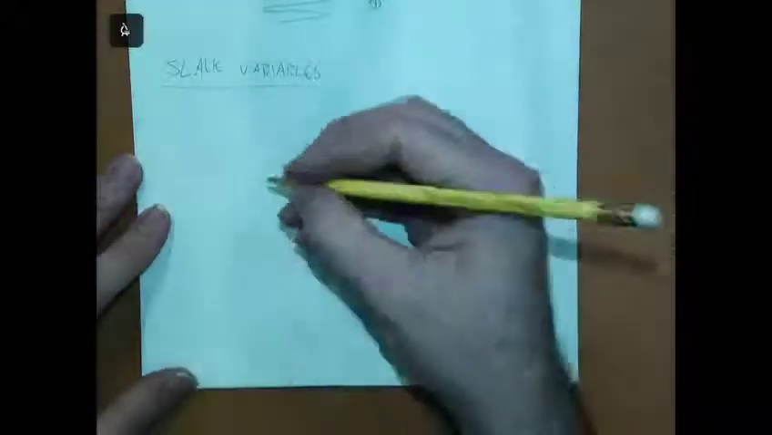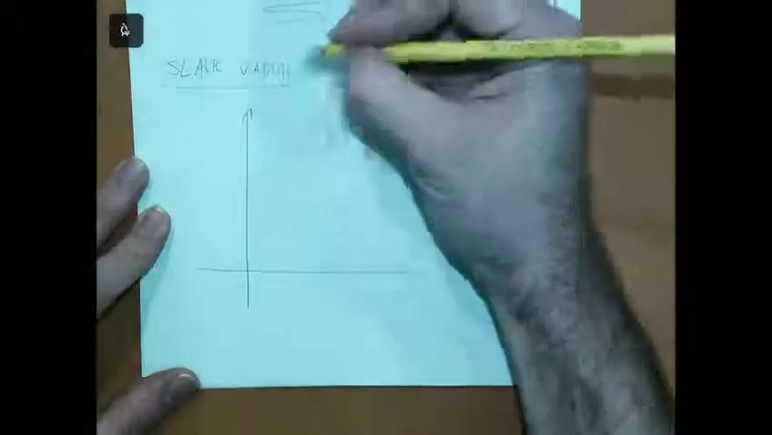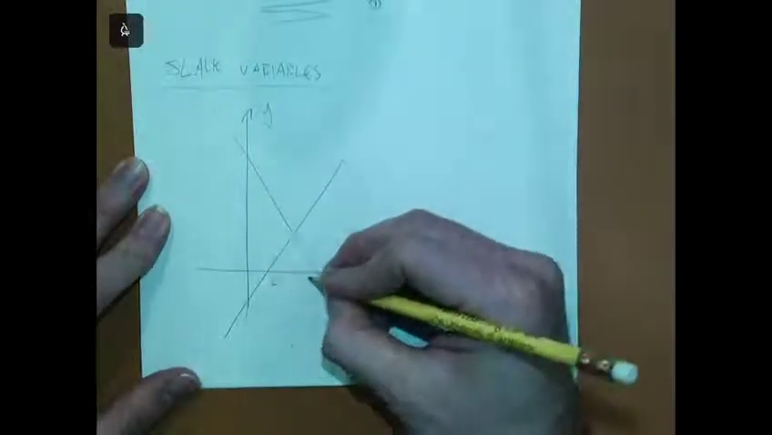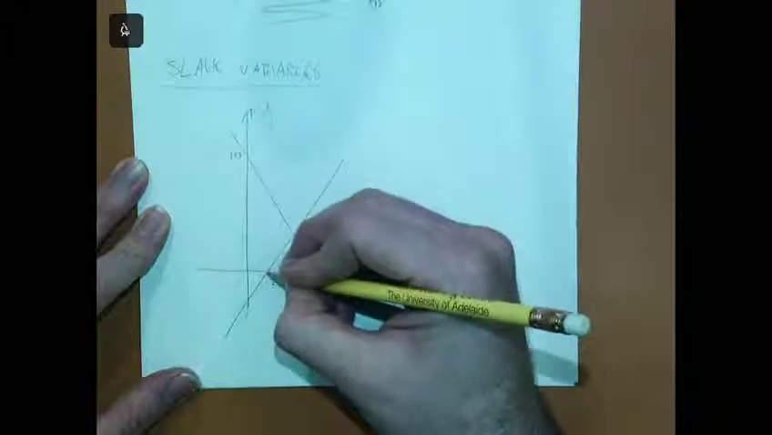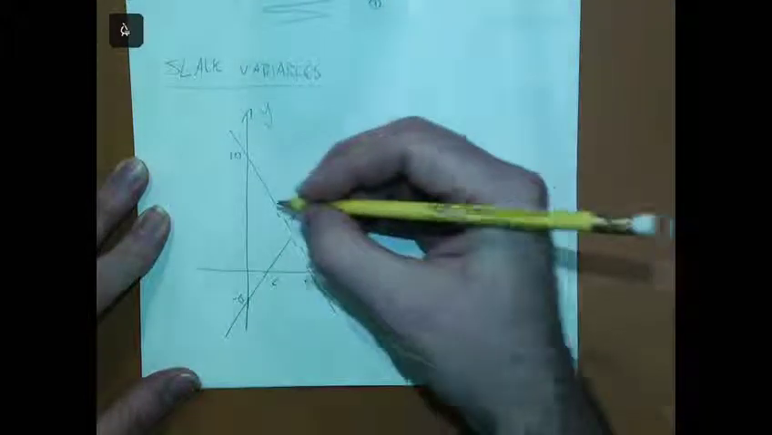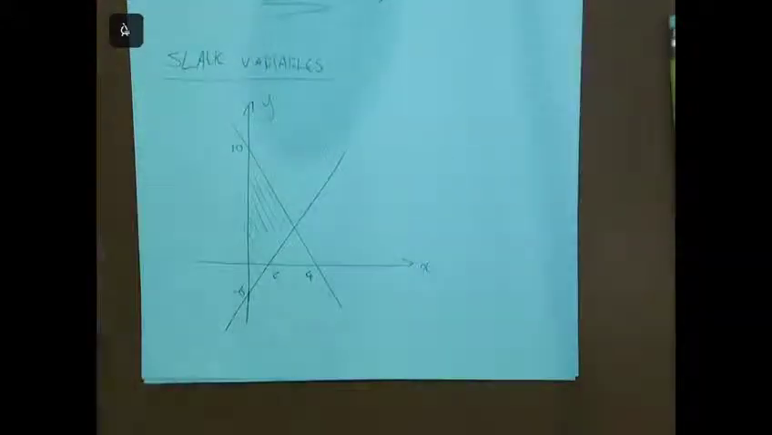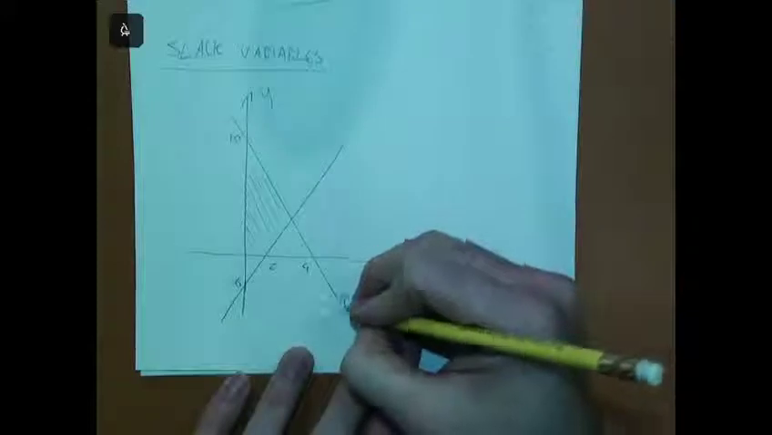Okay, slack variables are a way of not having to do that, because of course there's that problem of not drawing your diagram accurately. I'm going to redraw my diagram so I can tell you what the slack variables are. It's very, very clever. I'm just going to label my lines. This is line number 1 and this is line number 2.